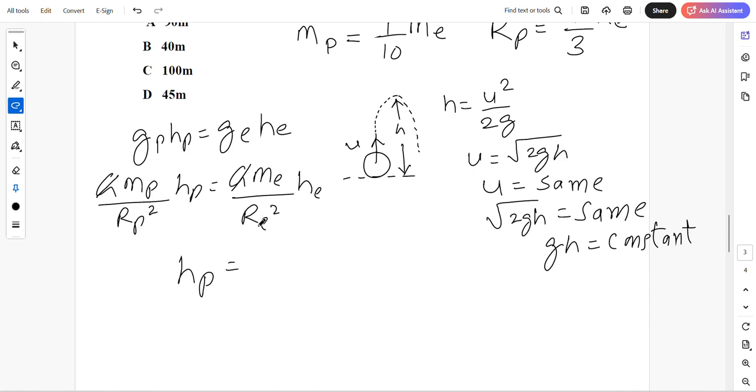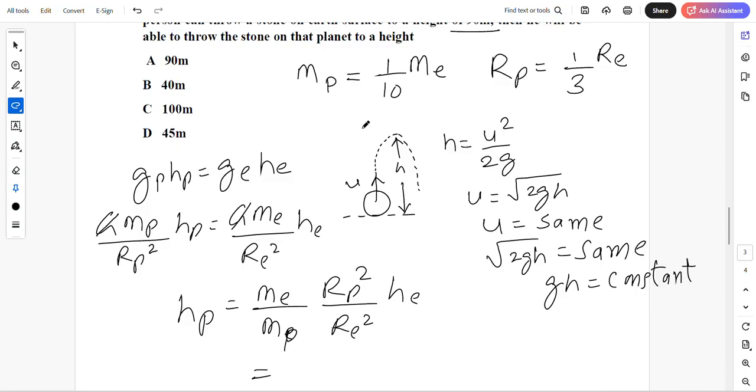So hp will be equal to me by mp. Take this denominator, take this in the numerator. rp square divided by re square into he is already there here. How much is me by mp? From here I can write, how much is mp by me? That is equal to 1 by 10. Then me by mp will be 10 by 1, that is 10.